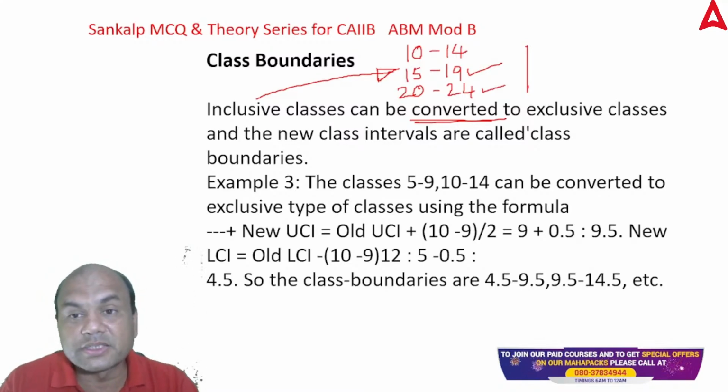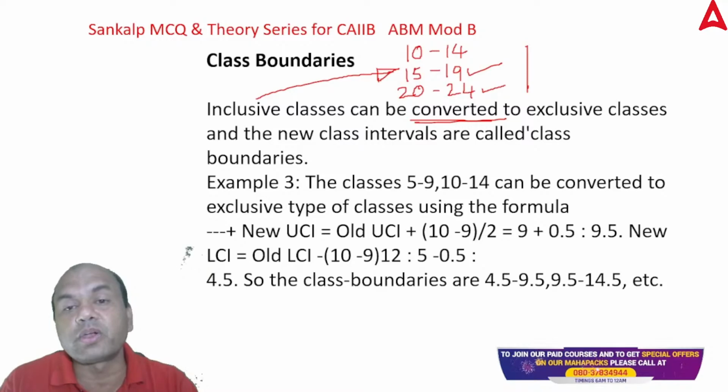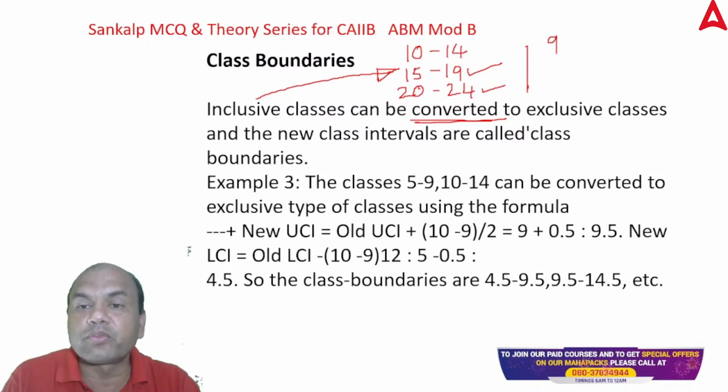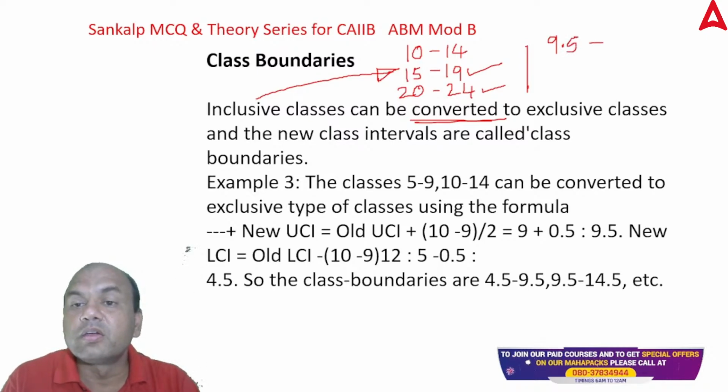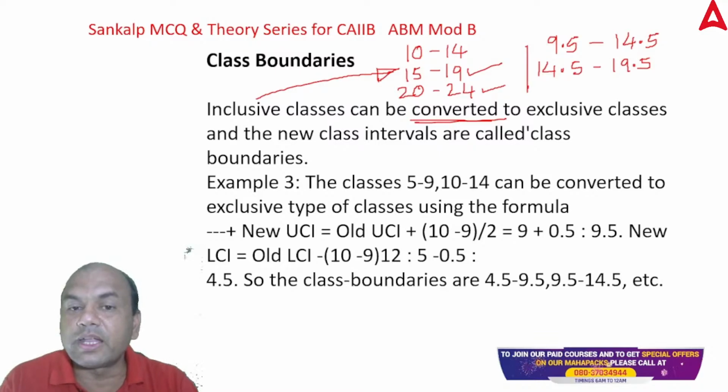What do you mean by this? See, it's like this. This 10, what will I do? I'll take 0.5 on the earlier side, and for 14 I'll take 0.5 on the later side. Okay, so it will be 9.5 and here 14.5. Now the second part, 15, I'll take 0.5 on the other side. So it is 14.5 and 19.5. Now 20, I'll take 19.5 and then 24.5 and so on.